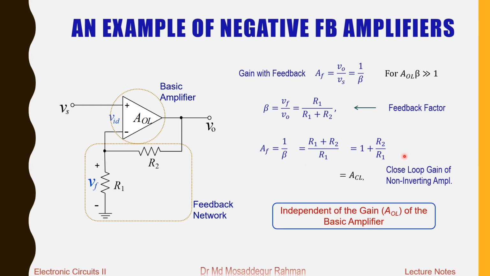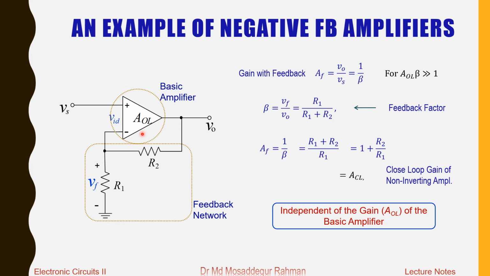What is interesting to note here is that the gain of the non-inverting amplifier, the closed loop gain or the gain of the feedback amplifier, is determined only by the ratio of R1 and R2, that is the components of the feedback network. It does not depend on the open loop gain AOL. You see, that is the main beauty of this expression, that different op-amps can have so many different open loop gains.